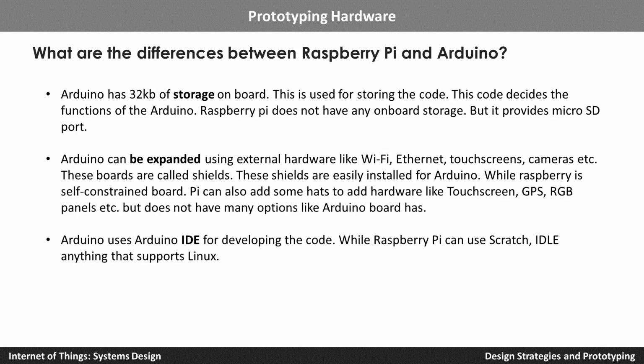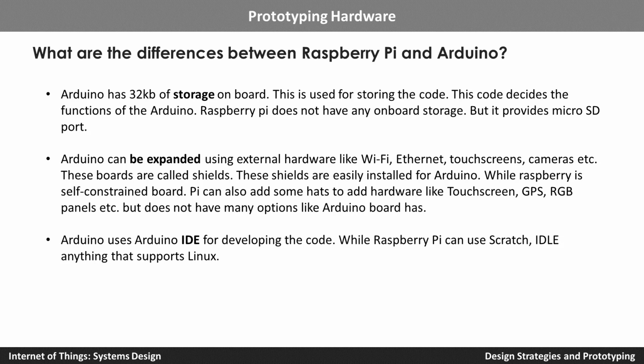Arduino has a few kilobytes of storage on board to store the code. In contrast, Raspberry Pi does not have any storage. Instead, it provides a micro SD port. Arduino can be expanded using external shields to support Wi-Fi, Ethernet, touchscreen, cameras, and everything. Raspberry Pi by default is a self-contained board. It has the most common communication input and output, but it can also be connected with touchscreen, GPS, and other electronic components through external shields.